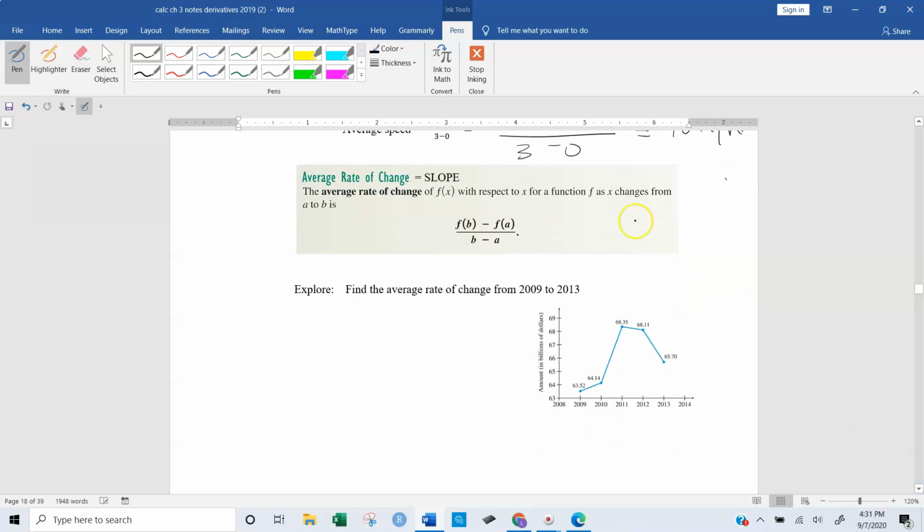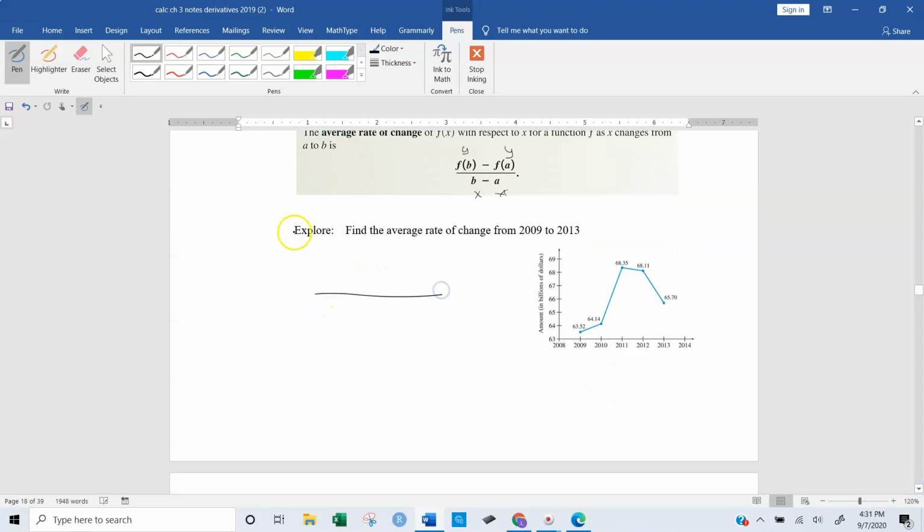All right, so the slope is always the y value, which is f of b minus f of a. Remember, these mean y minus y over x minus x. Nothing is different, just the notation. We are using function notation. So find the average rate of change from 2009 to 2013. Pause and do this.